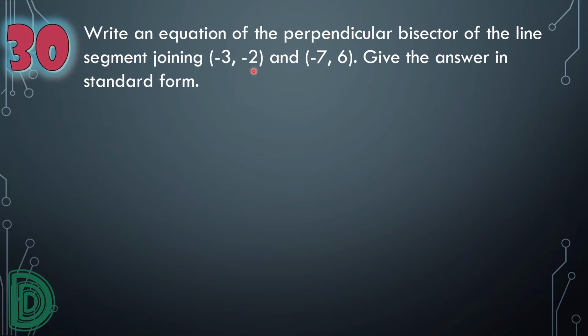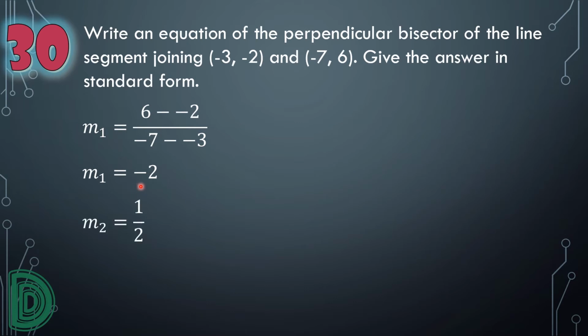And then also we will need the negative reciprocal of the slope of the line containing negative 3, negative 2, and negative 7, 6, since perpendicular lines have slopes that are negative reciprocal of each other. So we find the slope of the line containing the two given points. We have 6 minus negative 2, that is y sub 2 minus y sub 1, over x sub 2 minus x sub 1. Solving for the slope, we get negative 2. Hence, the slope of the perpendicular bisector is positive 1/2.